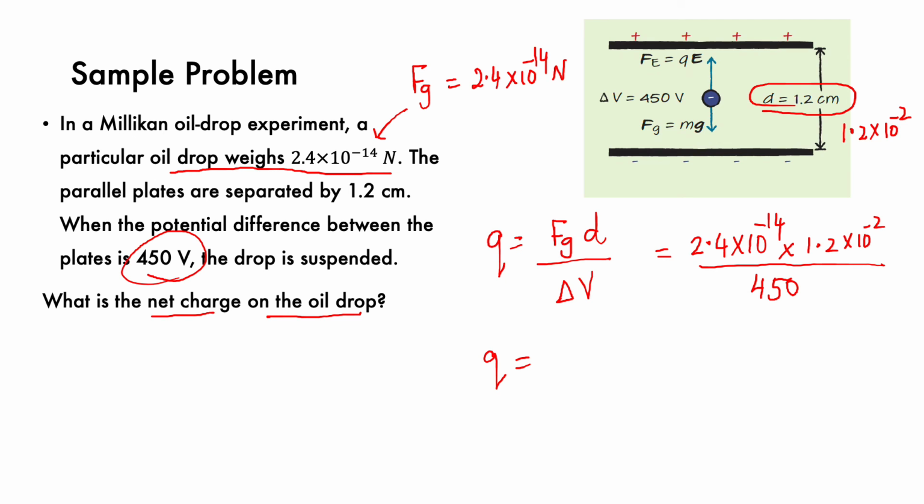And I'm going to use my calculator to get the answer here. So I get 6.4 into 10 to the power of negative 19, and because it's charge, the unit will be coulomb. Okay, let me just confirm the calculation once again. 2.4 into 10 to the power of negative 14 multiplied by 1.2 into 10 to the power of negative 2, divided by 450. That gives me 6.4 into 10 to the power negative 19.